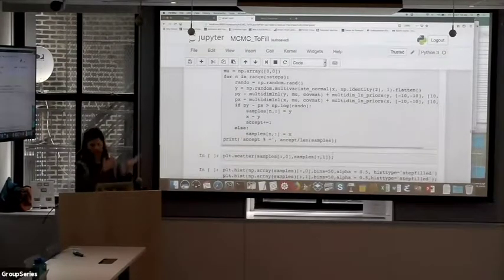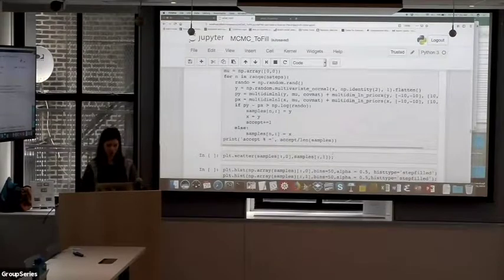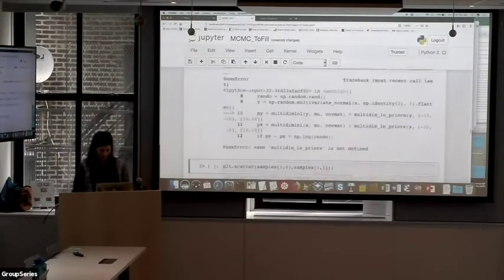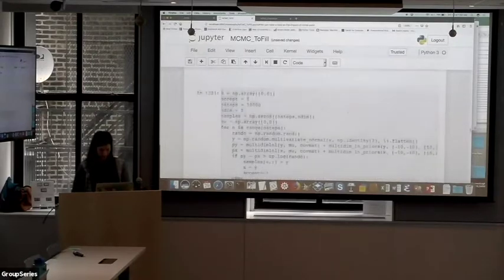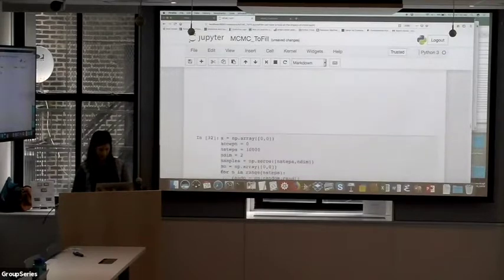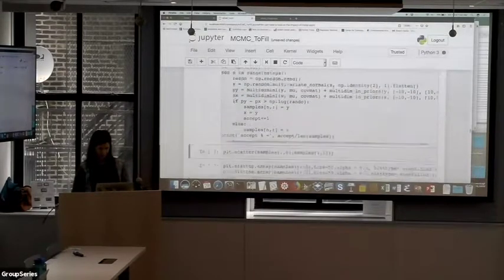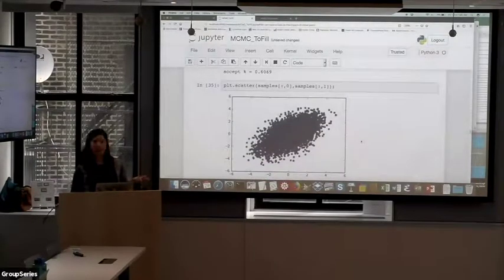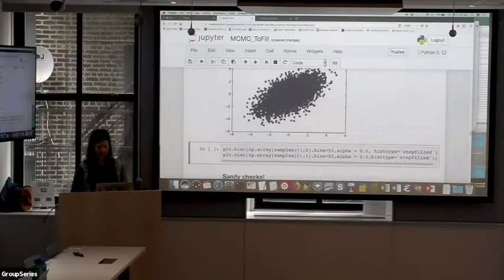Okay, so I'll leave it there, and I put all this on GitHub so you can also take a look. Okay, so let's say, what did I do? Okay, so one thing that we can do, our acceptance rate is a little bit higher, which means that you can tune the proposal density a little bit. This is how the samples are distributed now in 2D, and this is how they're expected to be distributed.